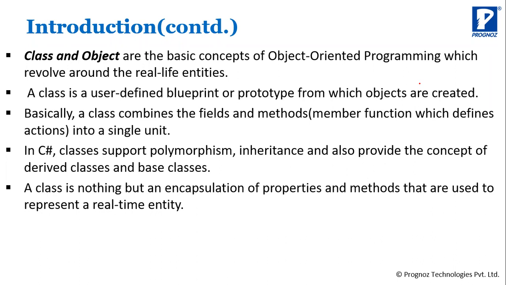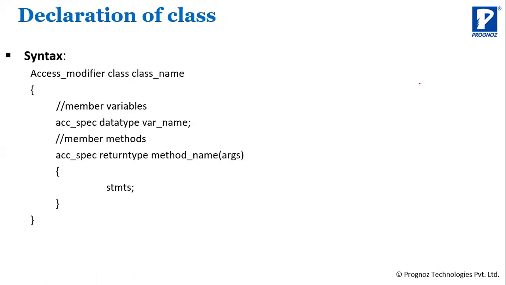In C sharp, class supports polymorphism, inheritance, and also provides the concept of derived classes and base classes. The class is an encapsulation of properties and methods that are used to represent a real time entity. Real life entities we can represent by using the class.